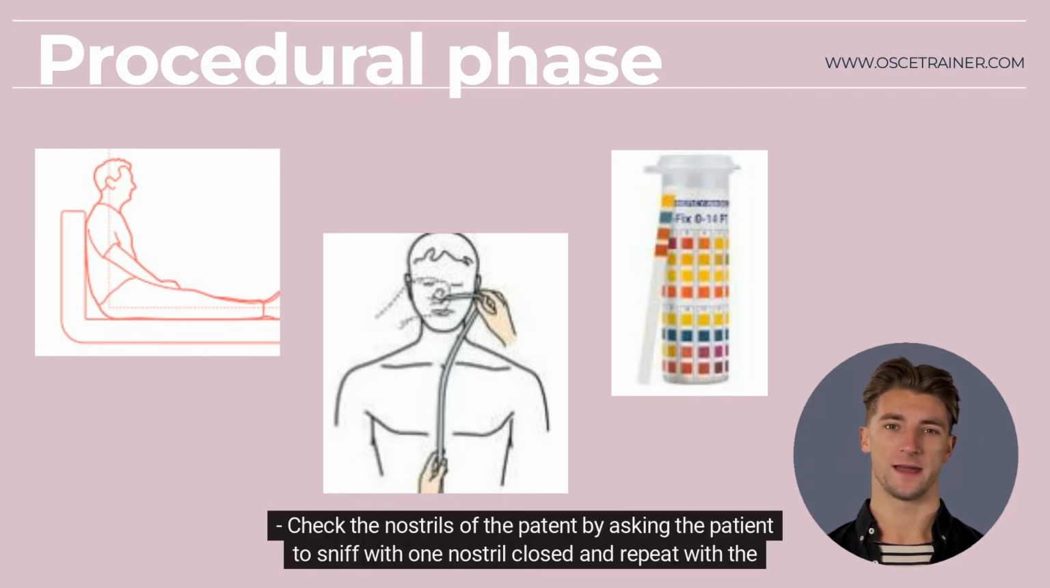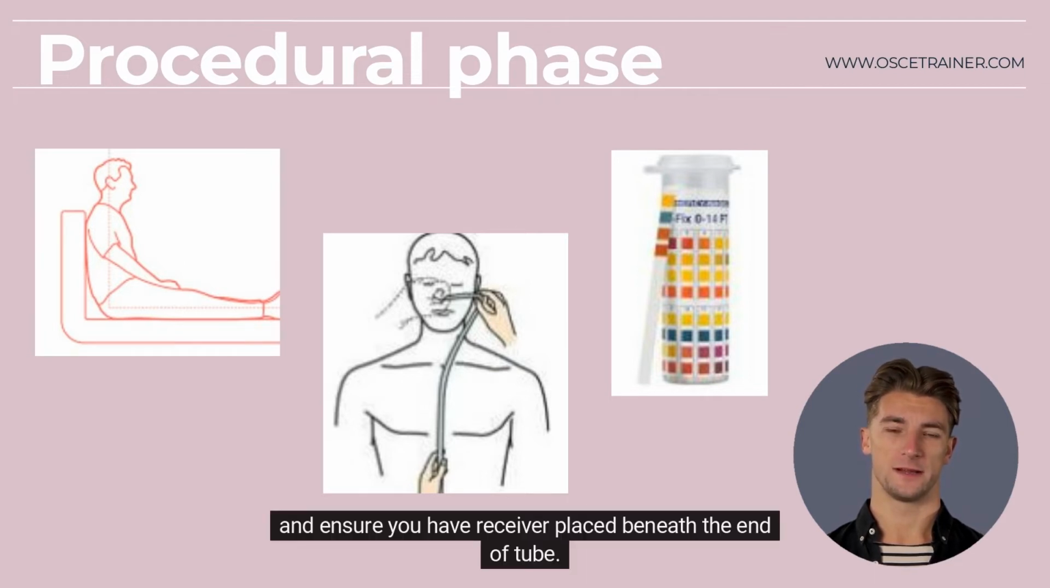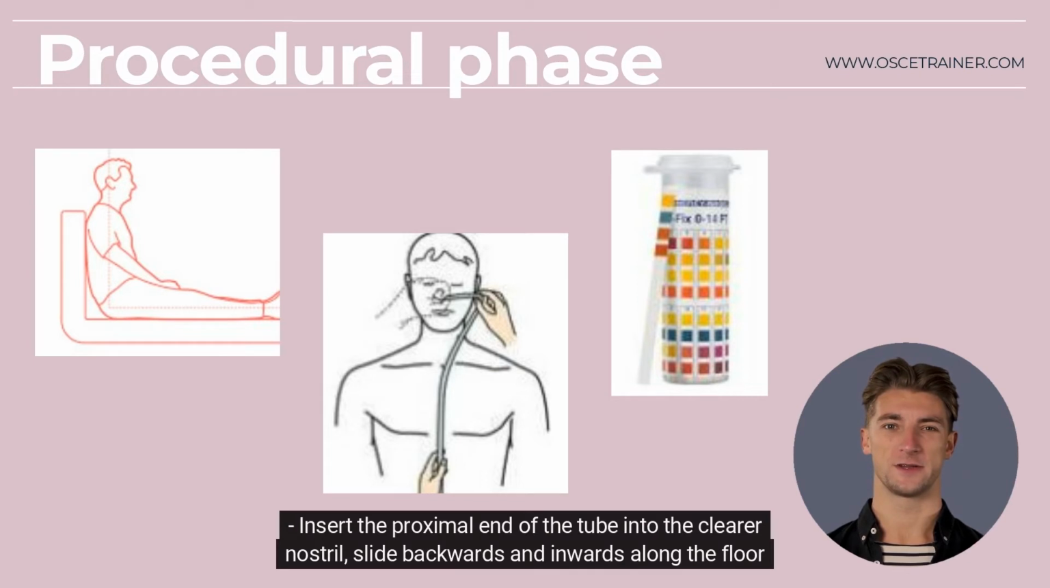Check the nostrils of the patient by asking the patient to sniff with one nostril closed and repeat with the other nostril. Lubricate approximately 15 to 20 centimeters of the insertion end of the tube with lubricating gel or warm water, and ensure you have receiver placed beneath the end of tube. Insert the proximal end of the tube into the clearer nostril.